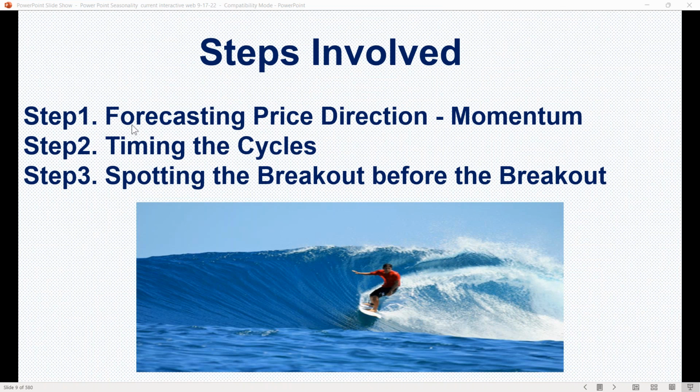First step, we want to be able to forecast price direction using momentum. And then the next thing we want to be able to do is time the cycles, an entry into a seasonality trend or out. And then we want to be able to spot that breakout before the breakout. So we want to catch that wave right at the right time to get a perfect timing entry.